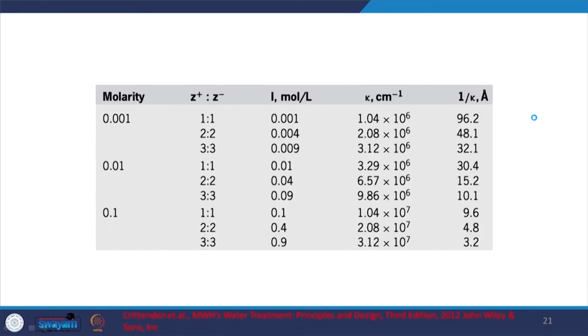Okay, this is the table that I was trying to look at. The molarity, the concentration, is 1 millimolar, right? And ionic strength is here, and here is the charge. So I am adding it at 0.001, charge is 1, so ionic strength is also 0.001. And this inverse will give me an idea about the thickness of the electrical double layer, right? So this is one measure of the thickness, fine.